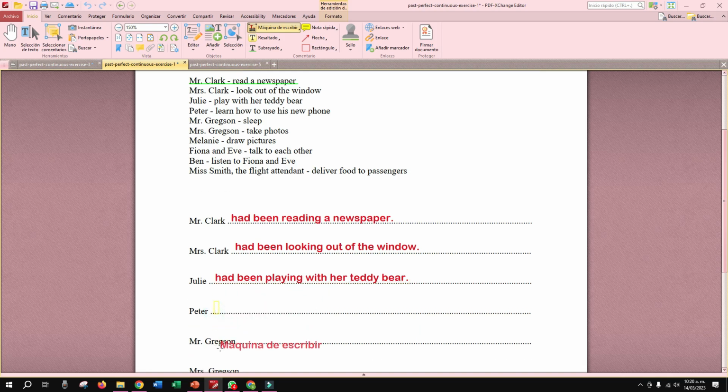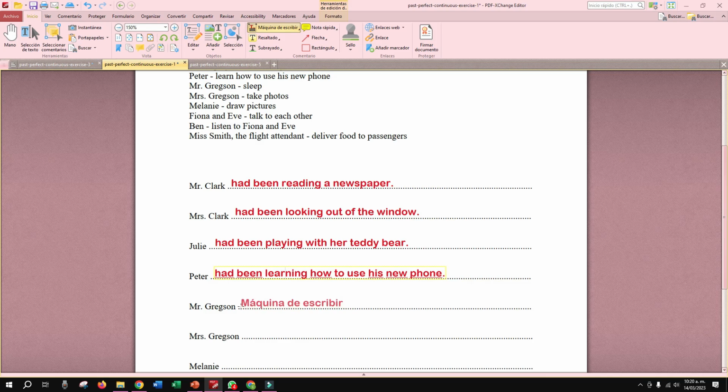Peter, what? Peter had been learning how to use his new phone. Learning to use his new phone. How to use his new phone. Excellent. His new phone. Good. So, Peter had been learning. Oh, made a mistake here. Learning how to use his new phone. Excellent. Let's see this one.